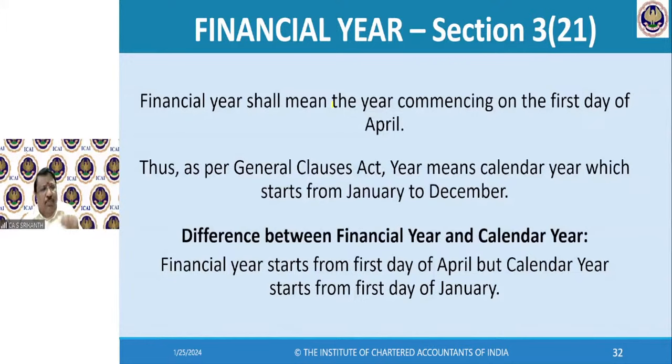We already know this. I've been repeating it again and again. Whenever you see, for example, an annual general meeting shall be held in every year, what is year, financial year? No. Wherever the word year alone is used, it means calendar year, January to December, 1st of January to 31st of December. That is the calendar year, and it is called calendar year because this is the Gregorian calendar.